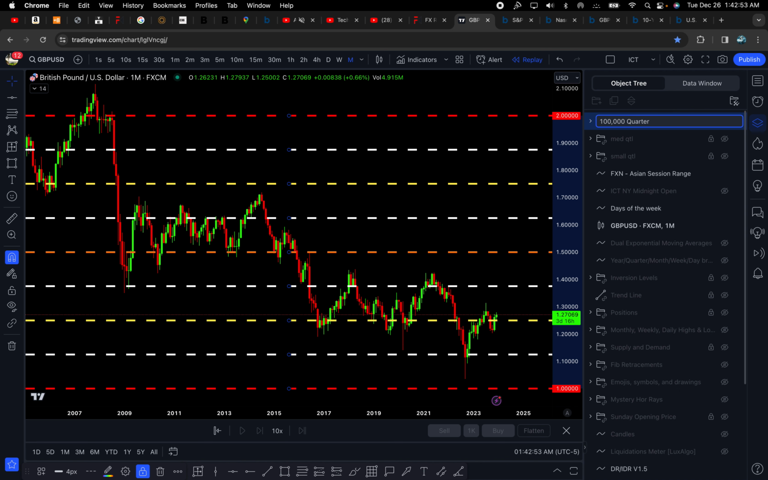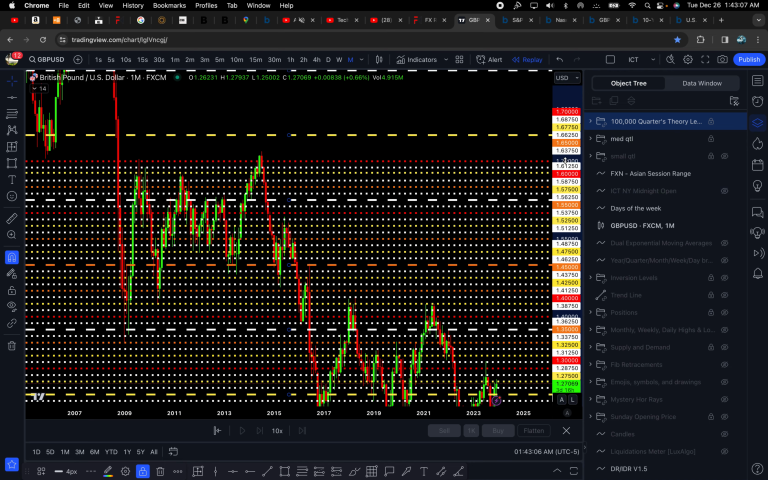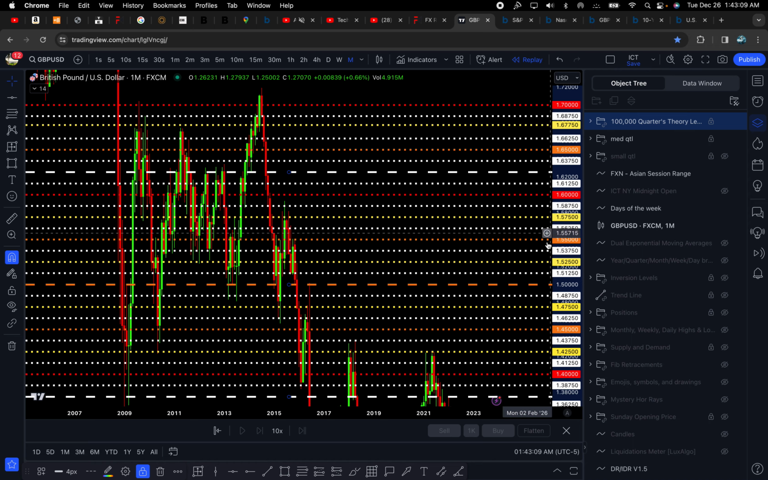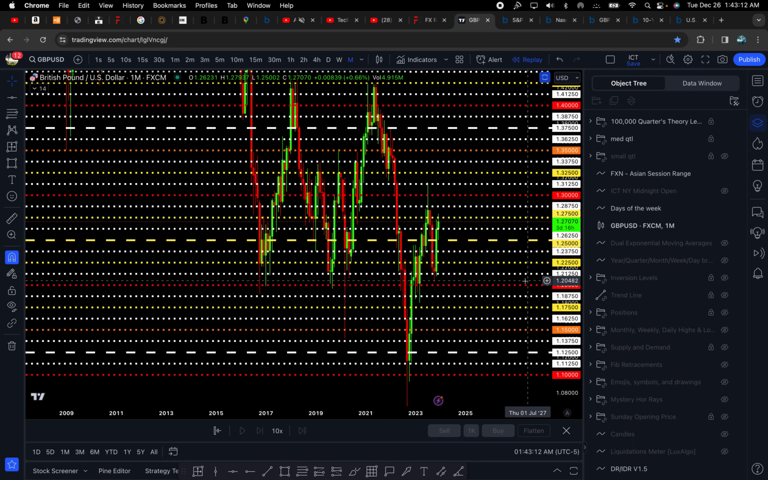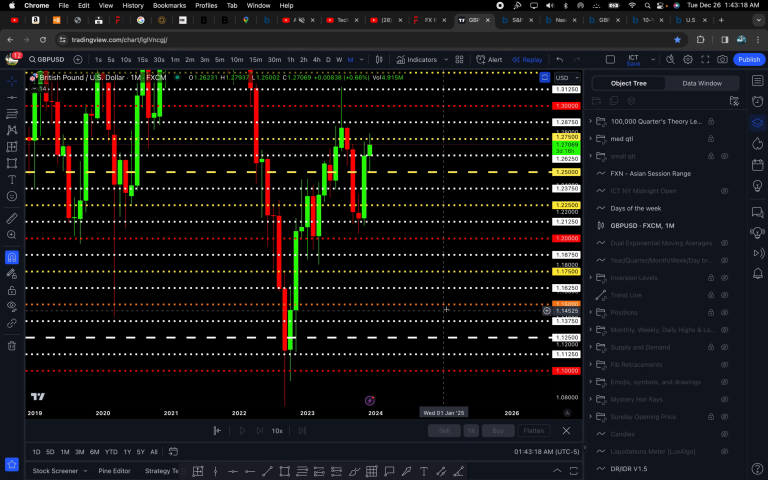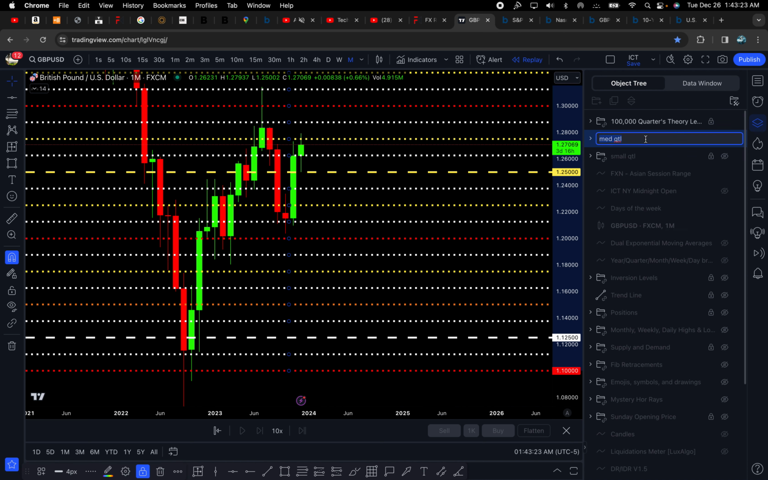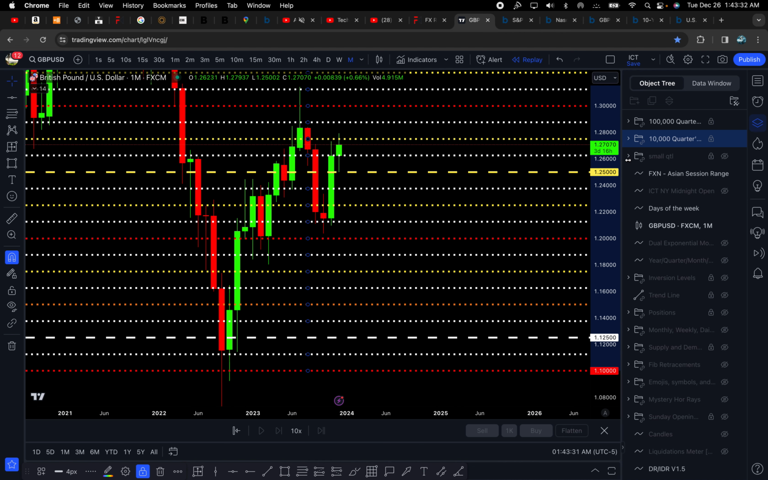You could write out quarters theory levels. Copy that. Then I've got this next set of levels, which are basically, if we just go to where we are now, 1.1 to 1.2. That's going to be our 10,000 level quarters theory levels.